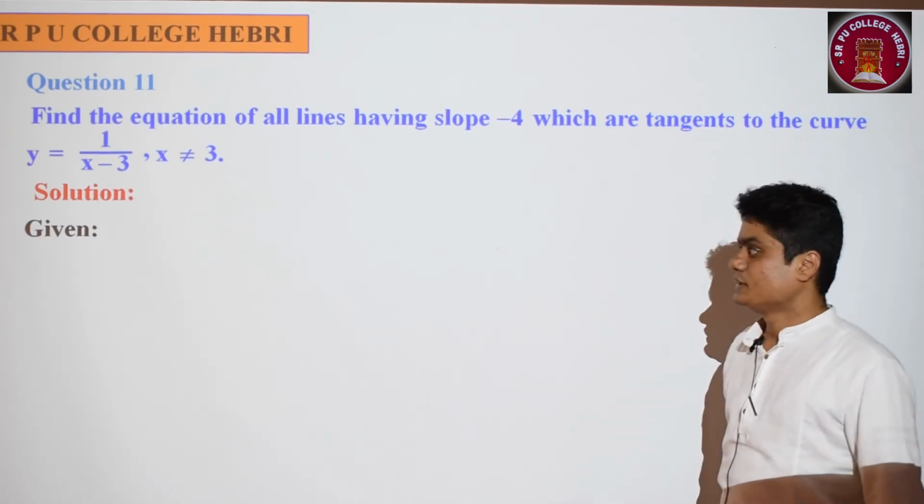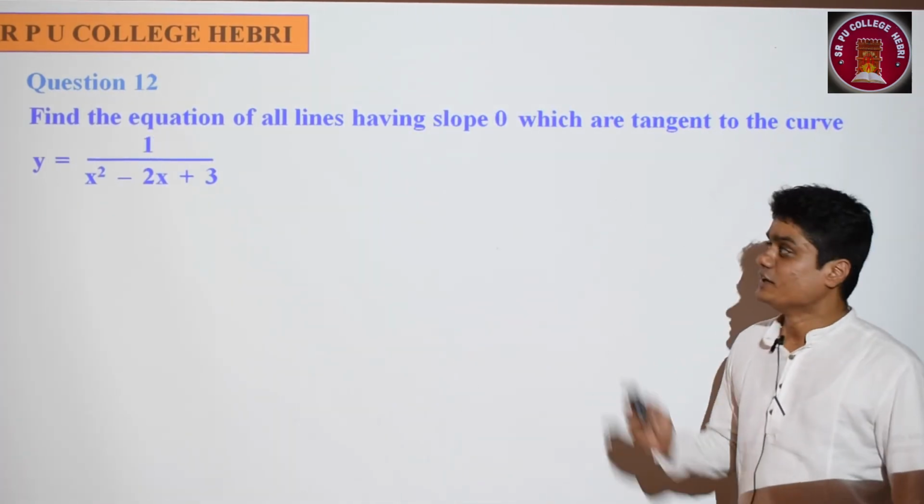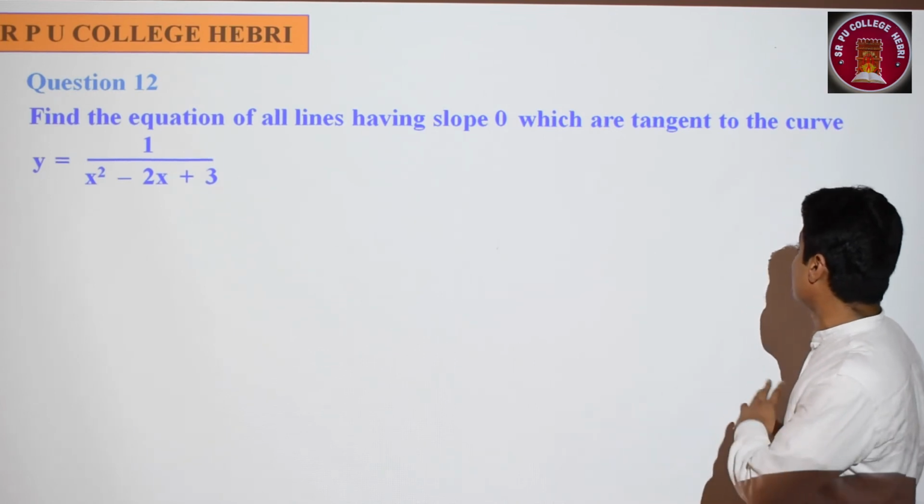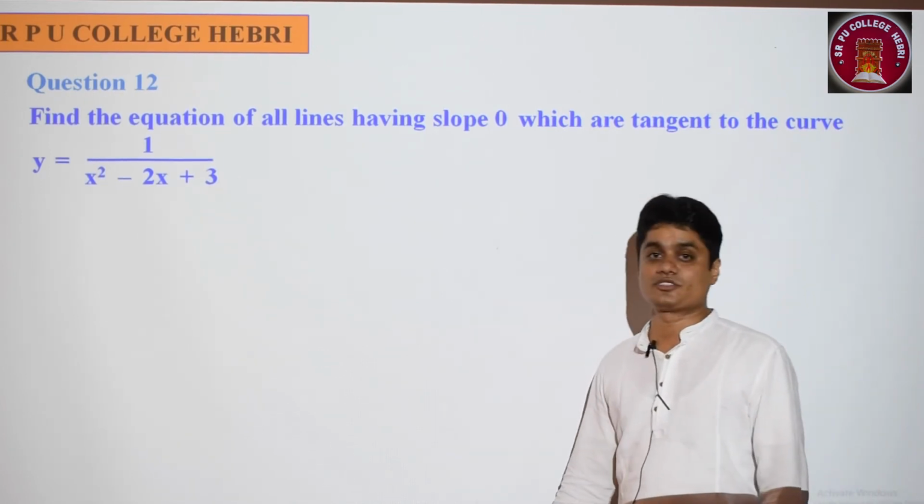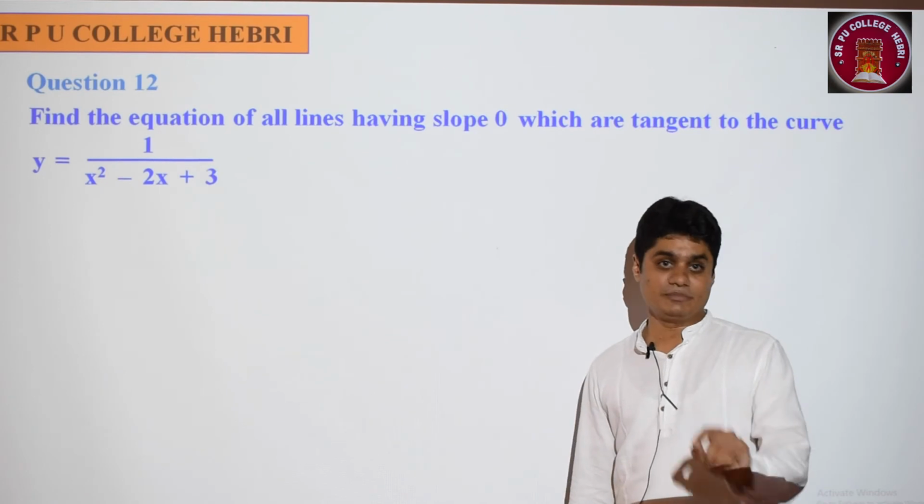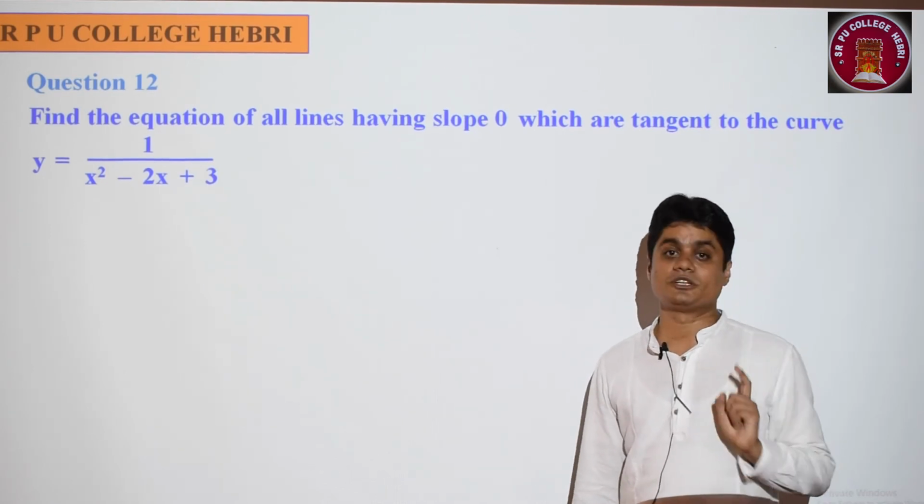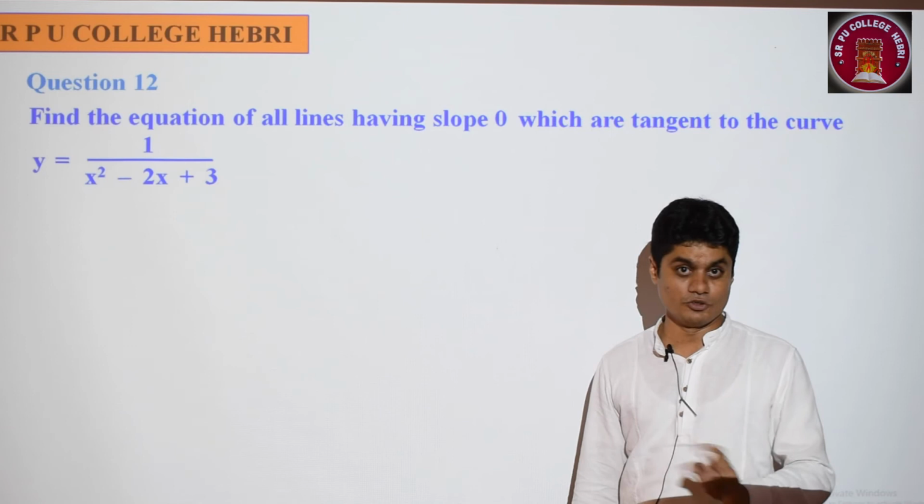Okay, the next question. Find the equation of the lines having slope 0 which are tangent to the curve y is equal to 1 by (x square minus 2x plus 3). This is also similar to the previous question, so I'm giving one more homework problem for you. Remember that you have to work out both of these two.